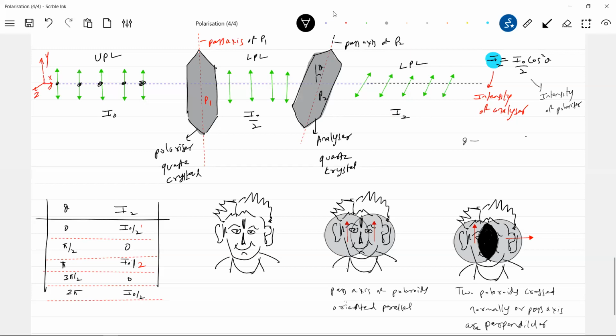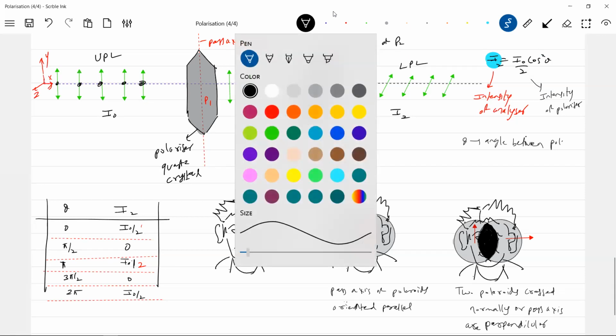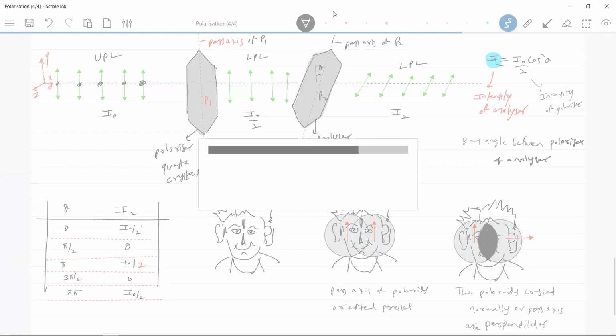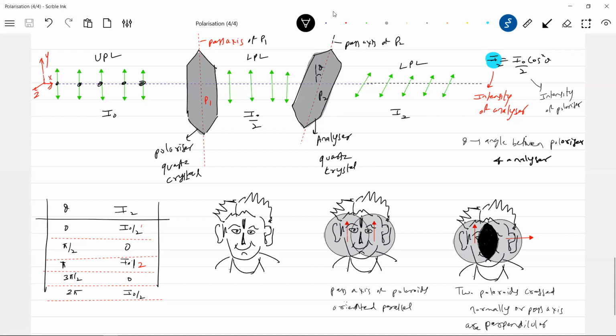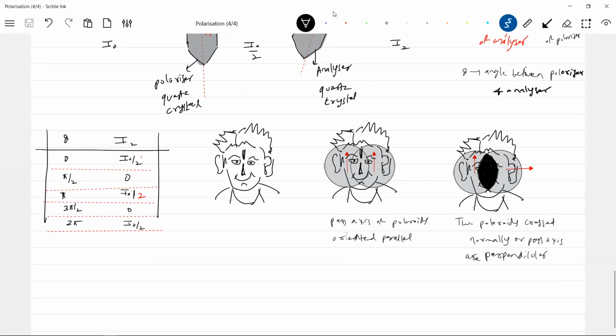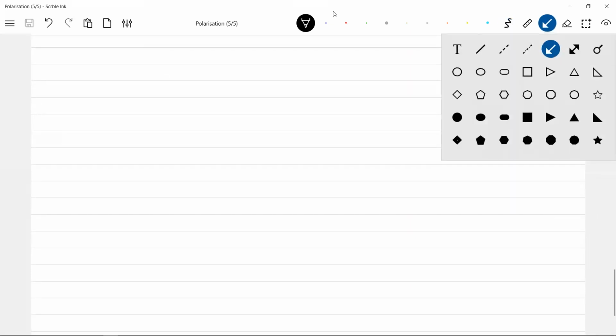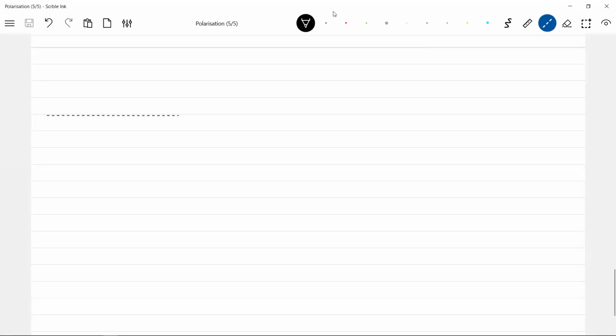And what is theta? The angle between polarizer and analyzer. Okay, fine. I think everyone is able to understand. So that's the basic Malus law description. If we have three polarizers, let me give that diagram also. We do have plenty of questions of this kind.